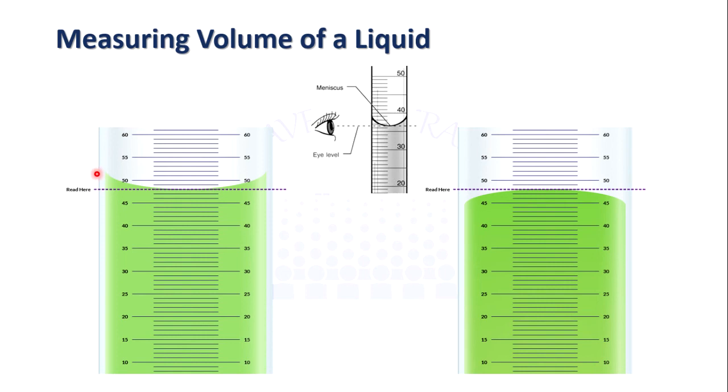So for concave meniscus you have to take the reading from the bottom of the meniscus, and for convex meniscus you have to take the reading from the top of the meniscus.